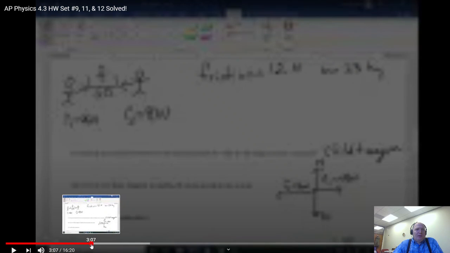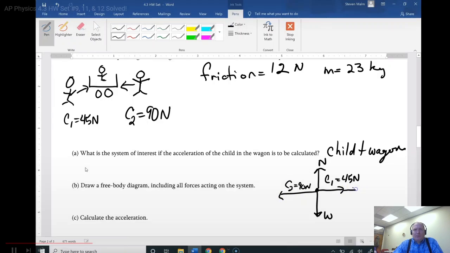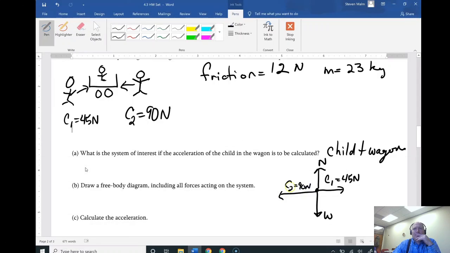Oops. How about here? There we go. Moving with double the force, it means the wagon itself will actually move to the left. So that means we're going to double the force, which is going to be bigger. 90 newtons. Since this child is moving with double the force, it means the wagon itself will actually move to the left. So that means we're going to put friction pointing opposite of the movement.